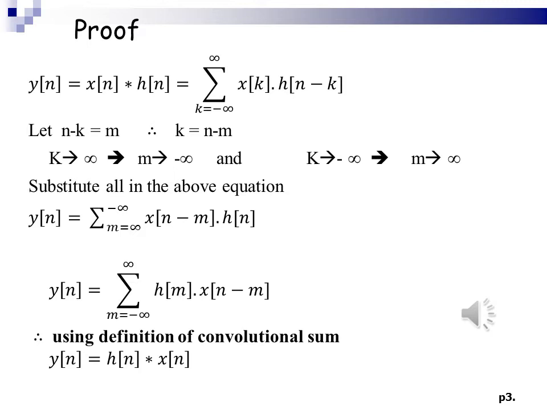Second thing, multiplication is also commutative. So x into h, that I can swap. So it can be written as y of n is equal to summation m goes from minus infinity to infinity h of m into x of n minus m. Now if you look at it, it's again a definition of convolution, where h is convolved with x. So using the definition of convolution, you can write down y of n is equal to h of n convolved with x of n. So we started with x of n convolved with h of n, and now we end with h of n convolved with x of n. So here is the proof of the first property of convolutional sum, the commutative property.